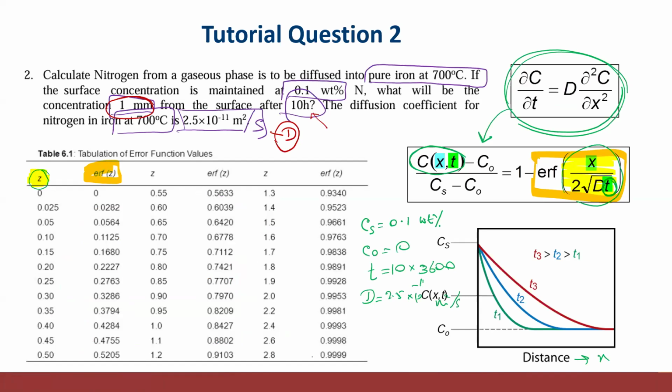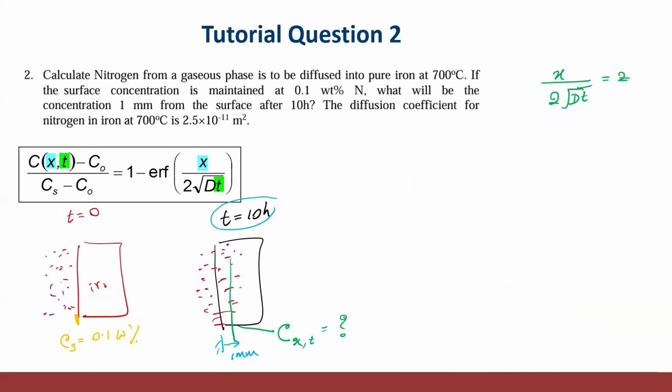X is what? X is what? Yes, x is 0.001. We make it to meters. We have it in 1 millimeter. So that means 0.001 divided by 2.